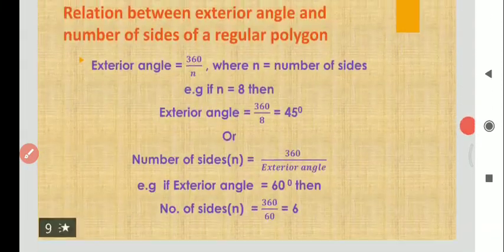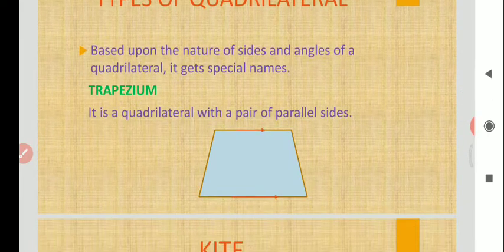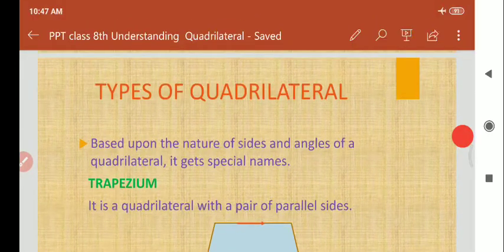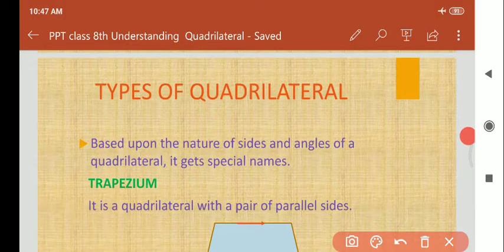Now we are discussing quadrilaterals. What are the different types of quadrilateral? Everyone knows what a quadrilateral is: a closed figure which has four sides. In this chapter, we will discuss different types of quadrilateral. There are 5 types of quadrilateral. First is parallelogram, rectangle, rhombus, square, and trapezium.